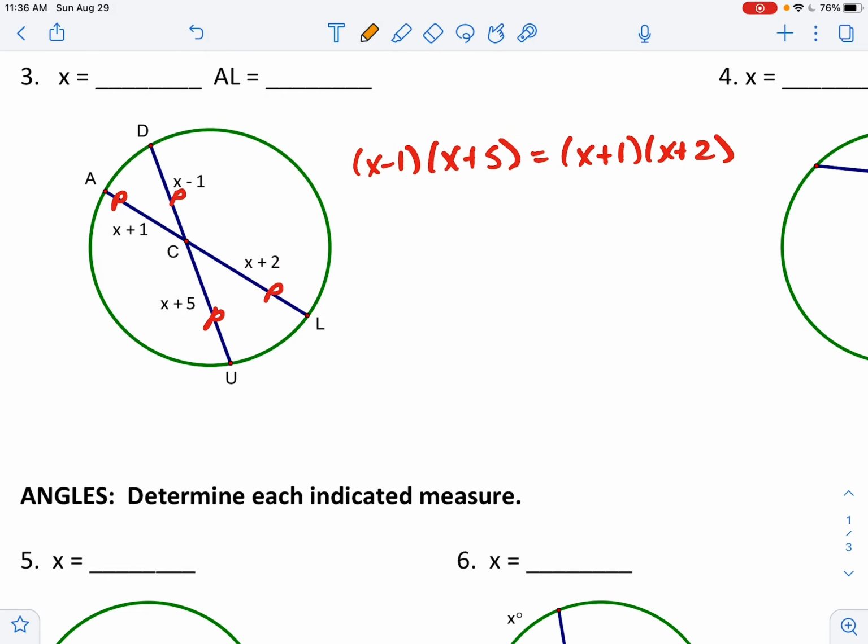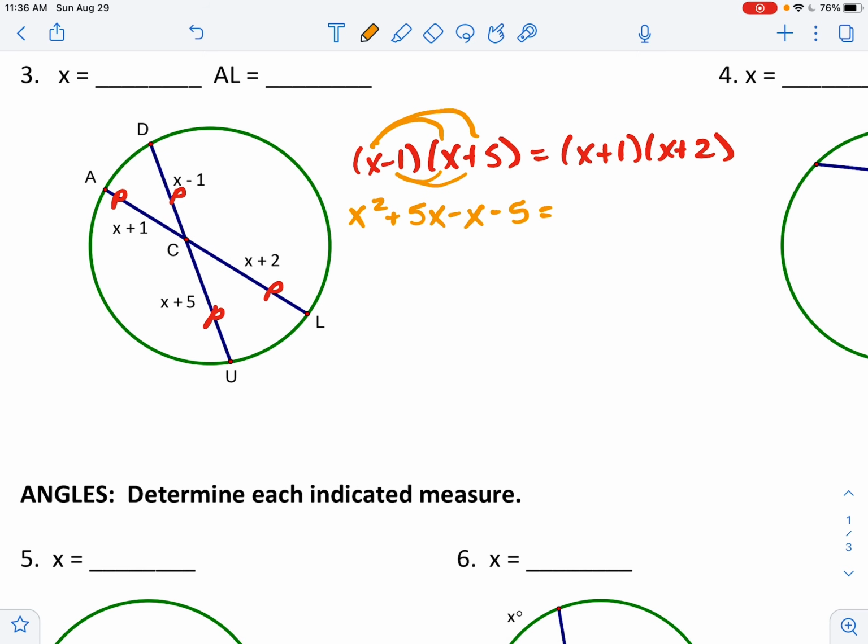I'm going to start by distributing with the left side. So x times x is x squared. X times 5 is 5x. Negative 1 times x is negative x. And negative 1 times 5 is negative 5. Then I want to simplify this by combining like terms. So I have 1x squared, but then we've got plus 5x minus 1x. So that's a positive 4x. And then bring down the minus 5.